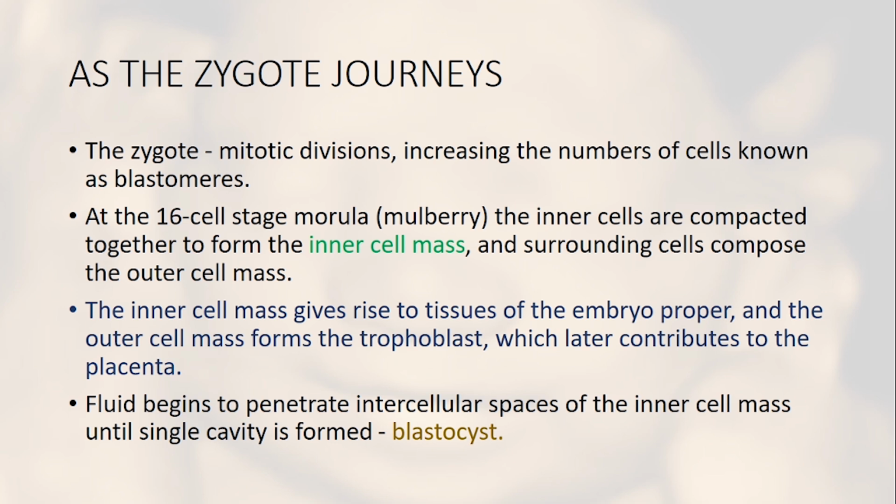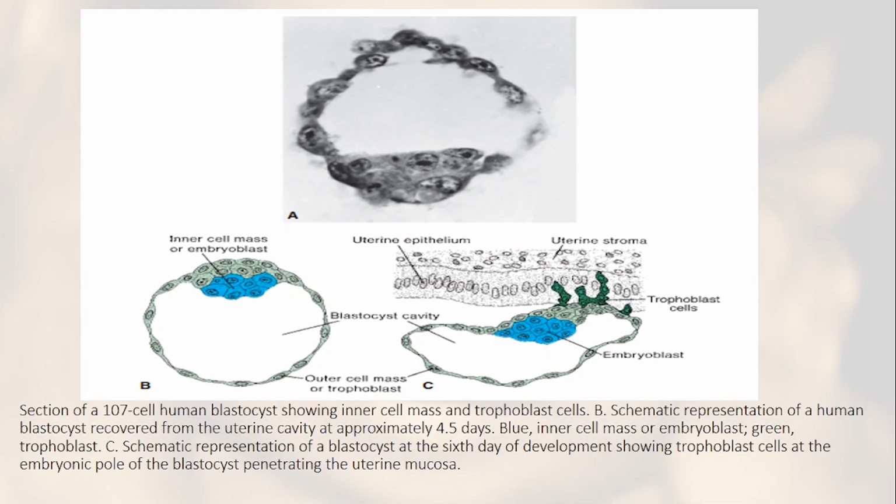So as the zygote journeys to the uterine cavity, it undergoes mitotic division, increasing the number of cells, and these cells are now known as the blastomeres. When it becomes about the 16-cell stage, which is called the morula, the inner cells are compacted together to form the inner cell mass, and then the surrounding outer cells form the outer cell mass. It is the outer cell mass that forms the trophoblast that eventually develops into the placenta, while the inner cell mass eventually develops to become the fetus.